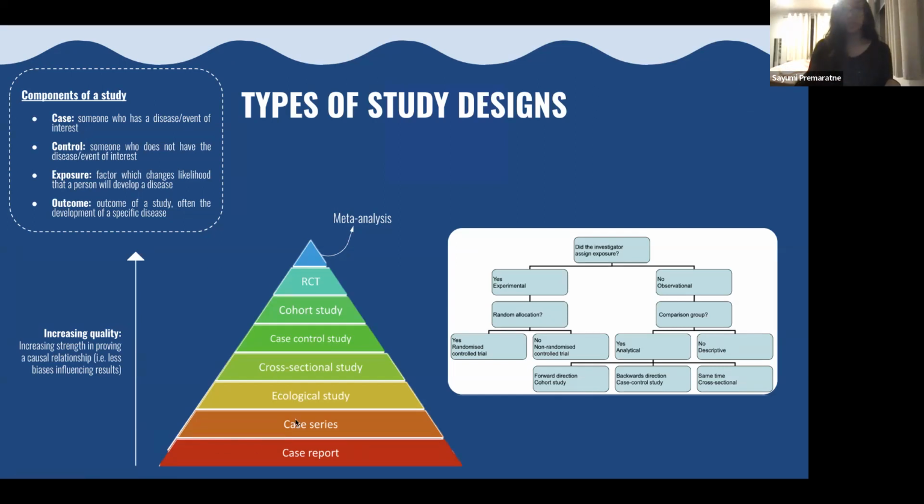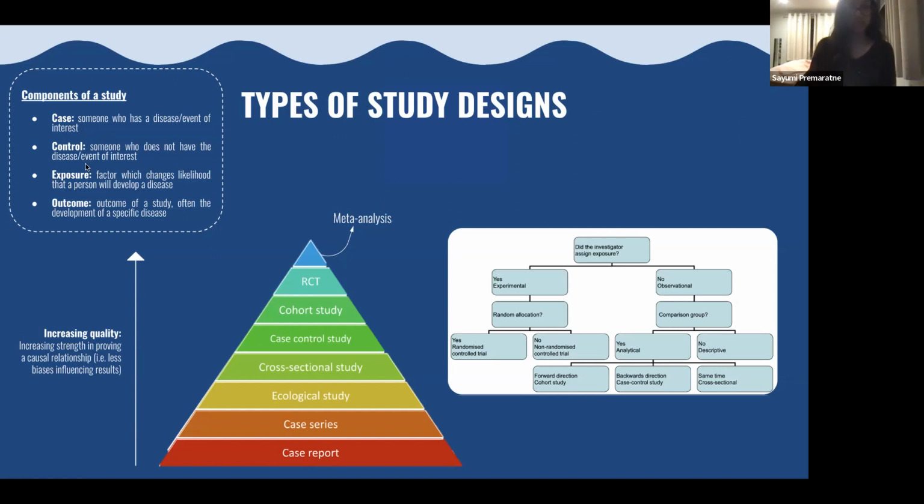And what do I mean by top of the pyramid and bottom of the pyramid? Pretty much what I'm saying is the ones at the top are just of better quality. We'll talk about certain biases that can affect the quality of a study, but we just have less external influences affecting the results for studies up the top versus studies down the bottom.